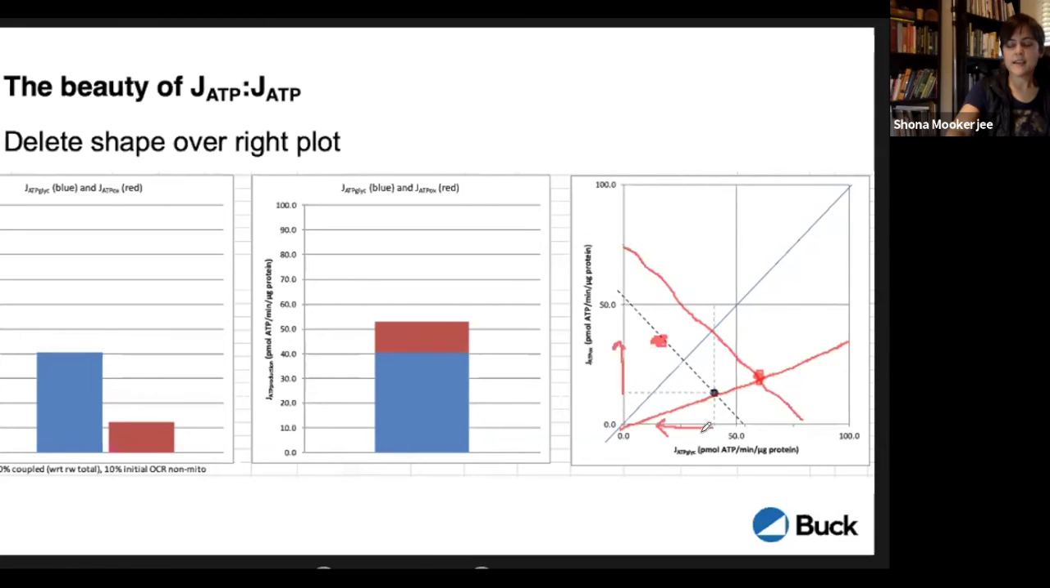And then if we apply this further, let's say this was our maximum respiration and this was our maximum glycolytic rate. This is our max oxidative and this is our max glycolytic. What can we say about a cell that's operating here?